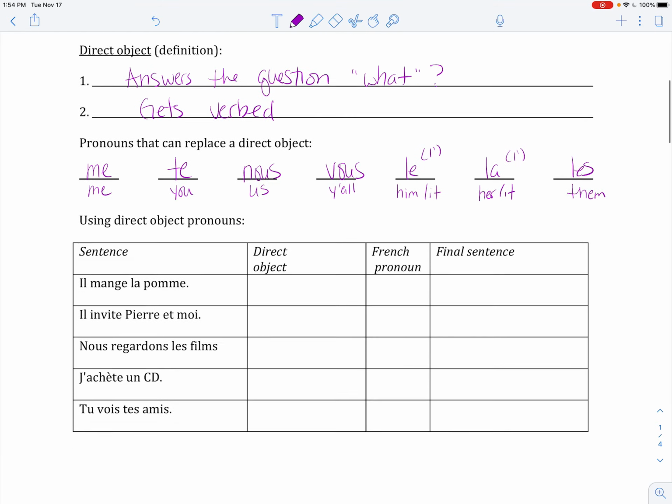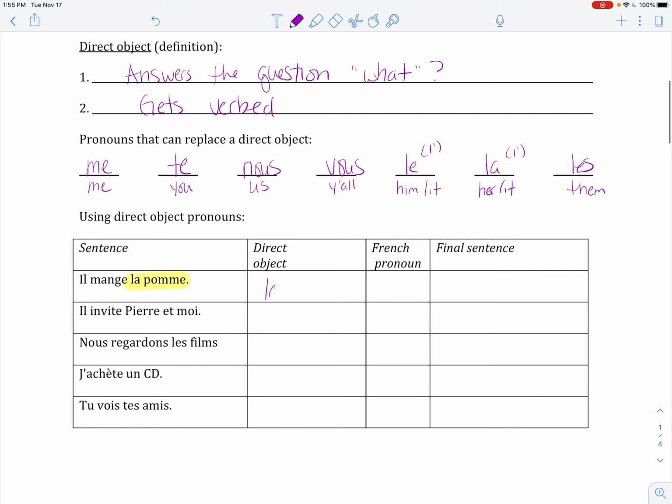All right, so the next step is, what does this all mean? Why are we going to use it? So we need to, step number 1, find our direct objects in the sentence. So we have to ask ourselves, what is being verbed? First sentence here, il mange la pomme. He's eating the apple. So what's being eaten? The apple. That's our direct object. So the direct object is la pomme.